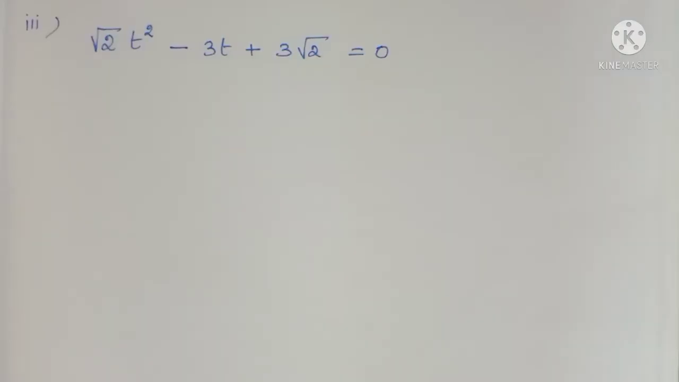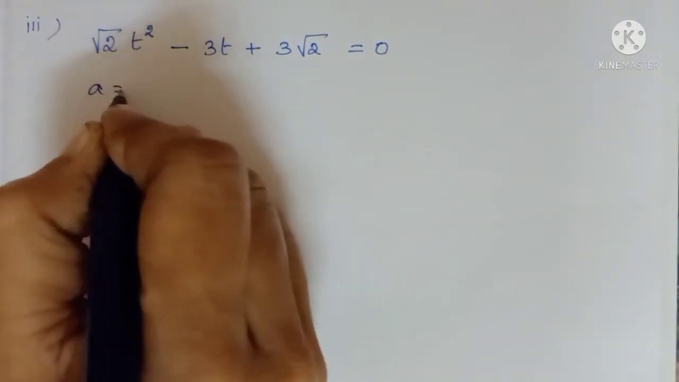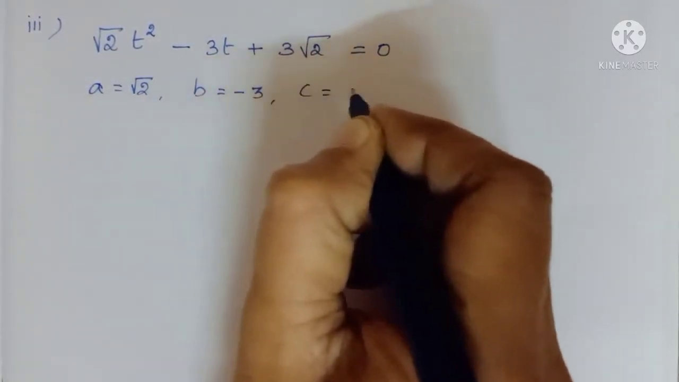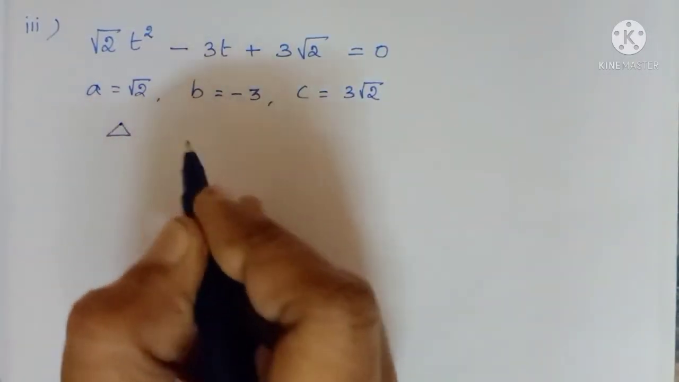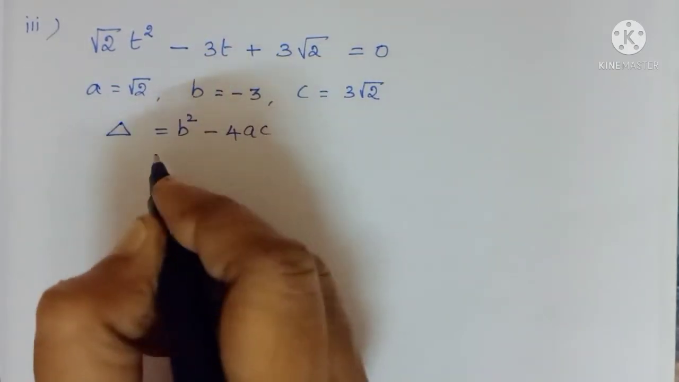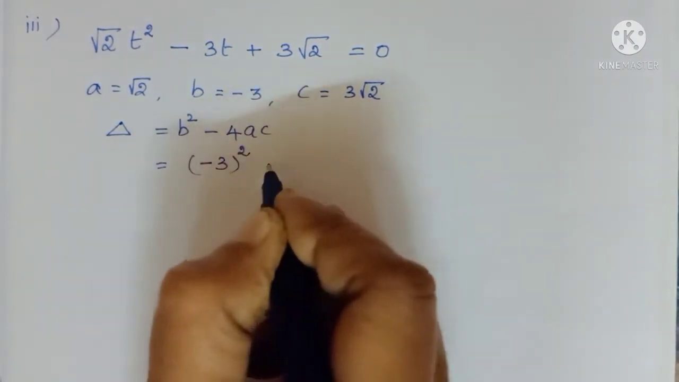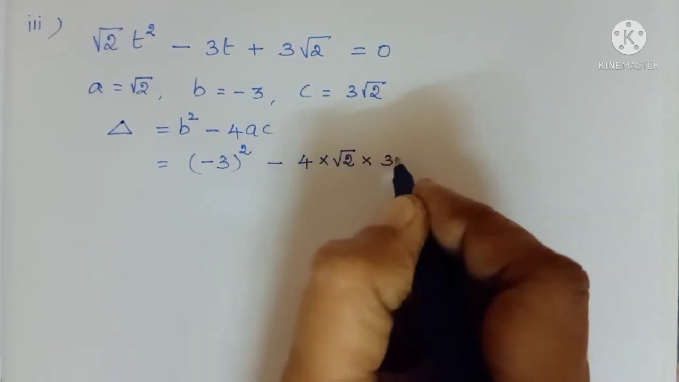Now see third subdivision, root 2 t squared minus 3t plus 3 root 2 equal to 0. So in this problem the value of a is equal to root 2, b is equal to minus 3, c is equal to 3 root 2. Okay, now we know these three values. We are going to replace in the discriminant formula. Delta is equal to b squared minus 4ac. Now replace it here. B value is minus 3. So minus 3 the whole square minus 4 into a value is root 2, c value is 3 root 2.